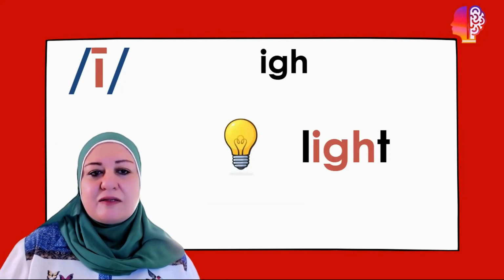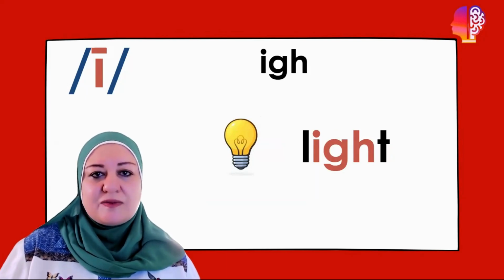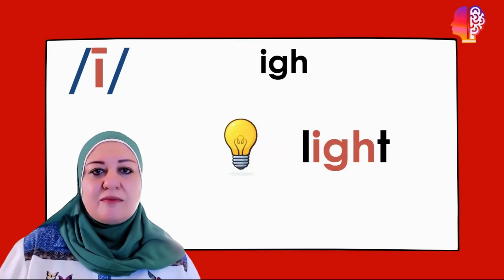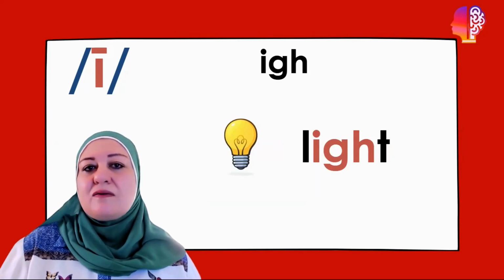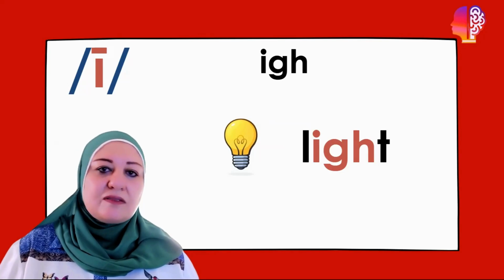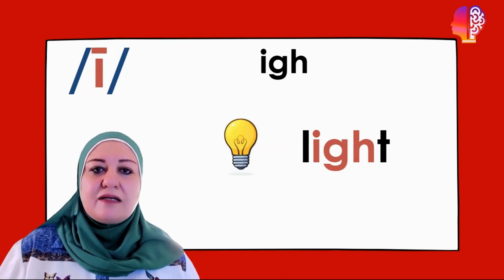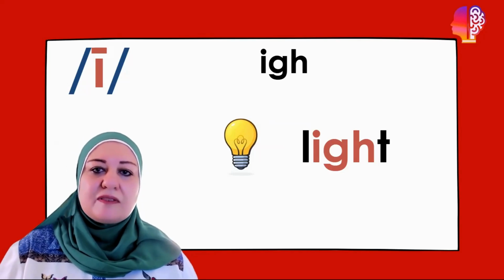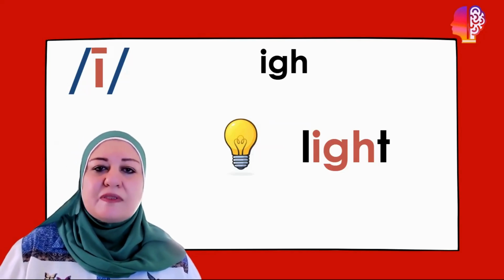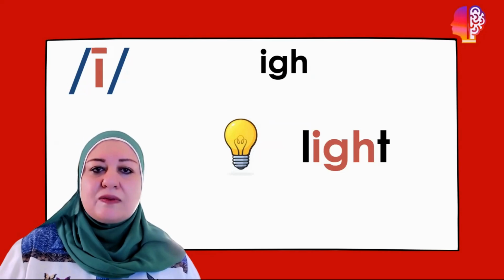Another way that we represent the long I sound is with the IGH. The IGH combination creates the long I sound, such as in the word light. See there, the IGH graphemes together represent that long I sound. IGH, one sound.